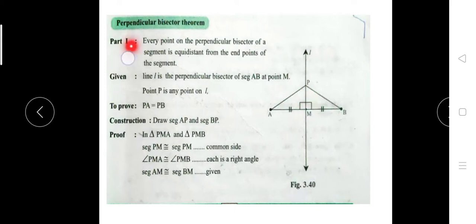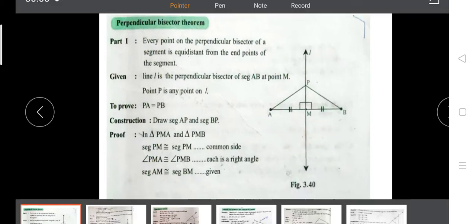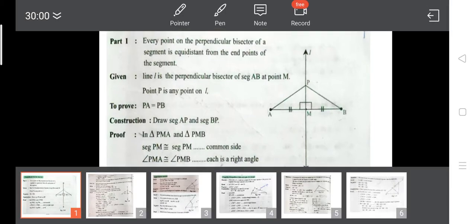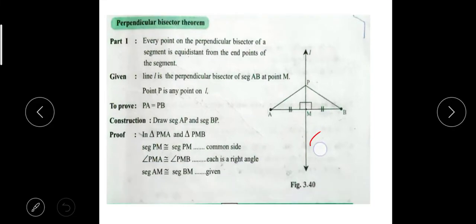So the first theorem is that every point on a perpendicular bisector, means if you are taking any point here, downside, anywhere on this line, it is equidistant from the endpoints of the segment. It is always equidistant from the endpoints of a segment. If I am taking a point here, which point? Point Q. So this point is also equidistant from A and B, the endpoints of the segment.